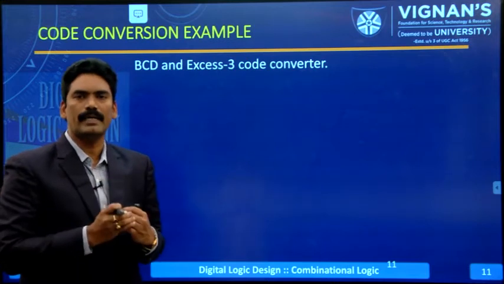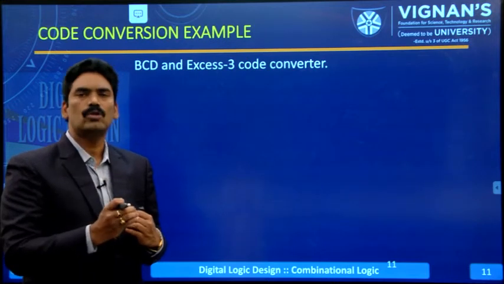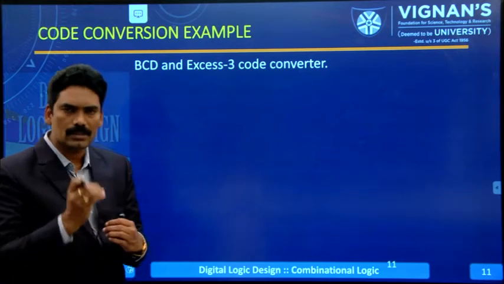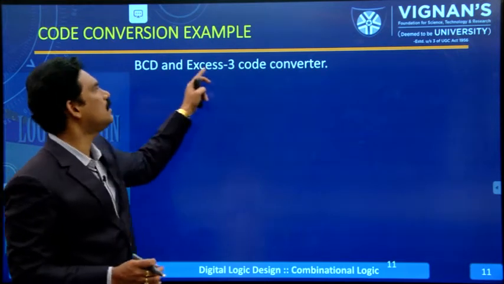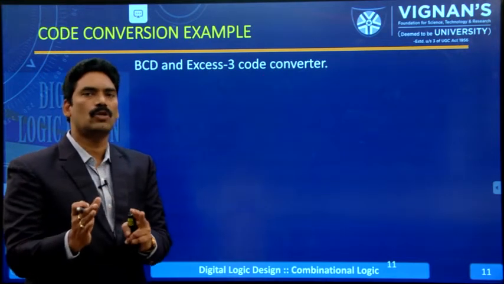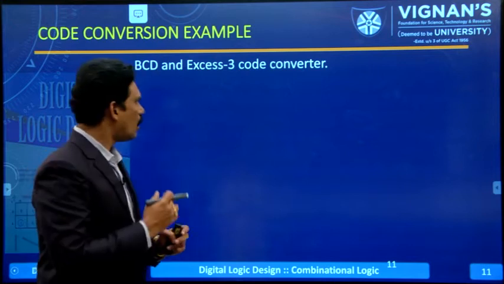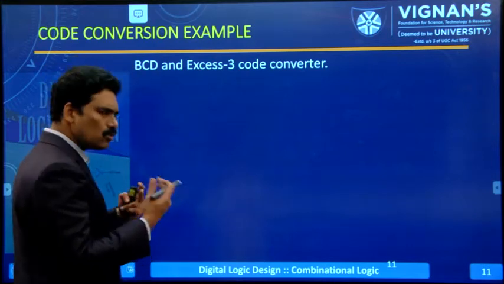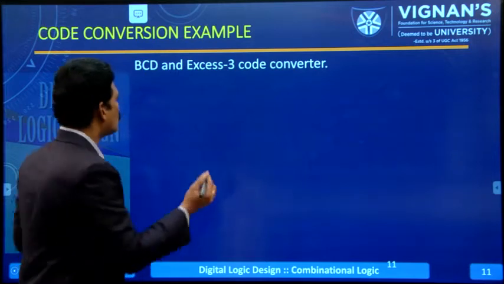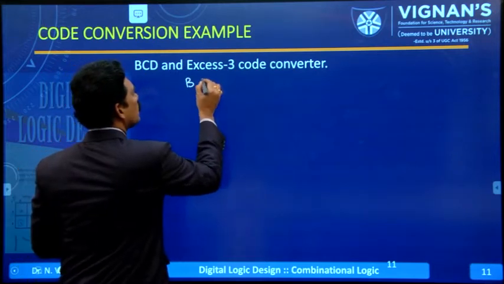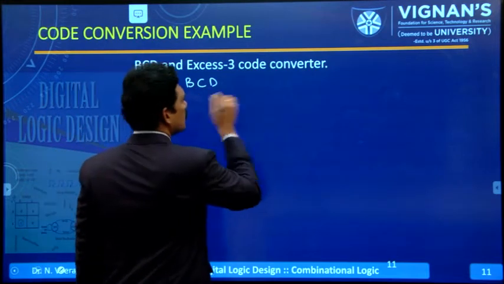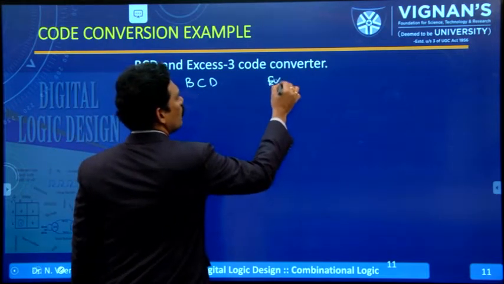What is our aim here? To design a combinational circuit for a BCD to XS3 code converter. First of all, we have to identify the input variables and output variables. BCD contains four digits, and the corresponding XS3 also has four digits.